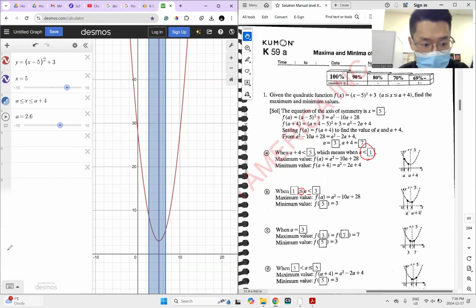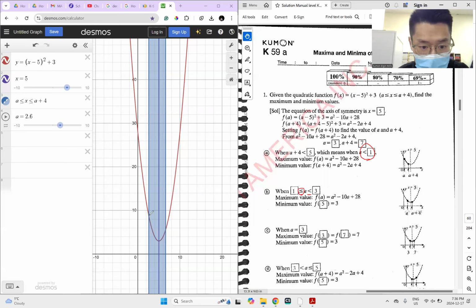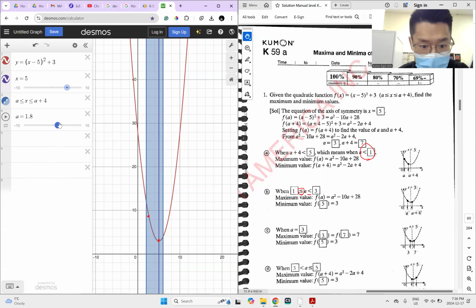If I draw this, you will see that. Okay, my left side, so this is my extreme, right? This is my maximum point. This is my minimum point, right? And then let's try moving this along again, right? Here, see?